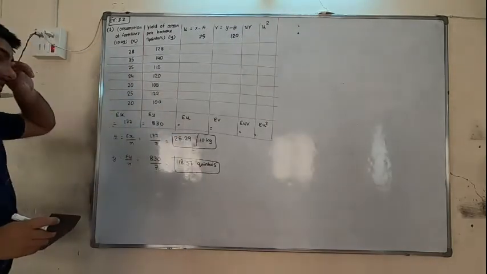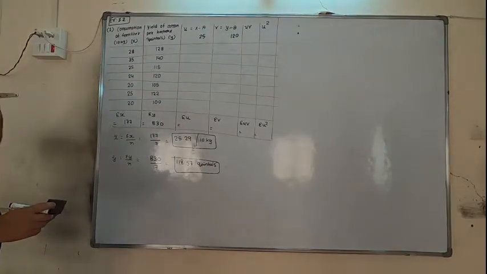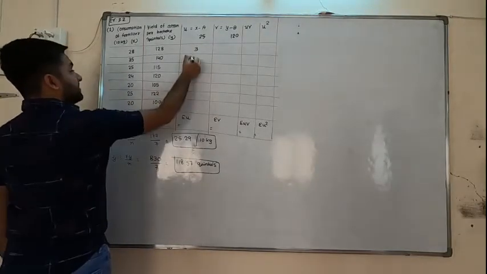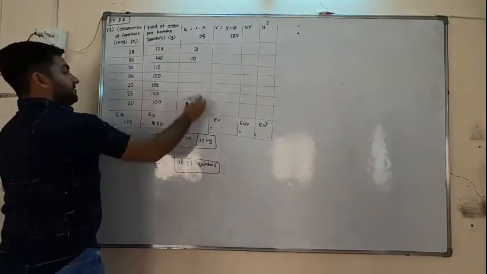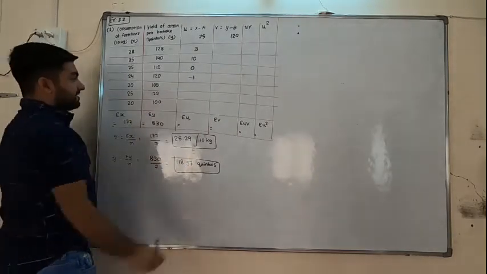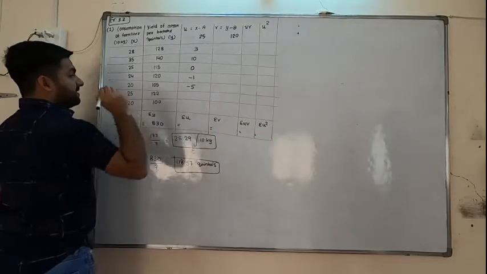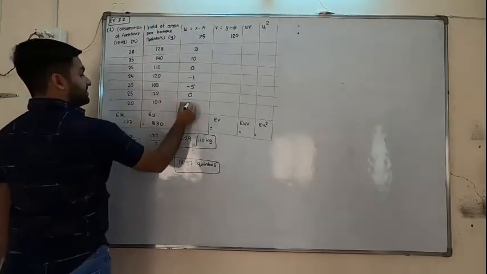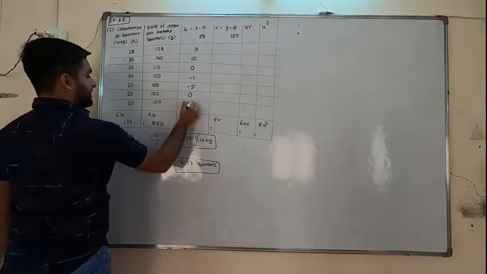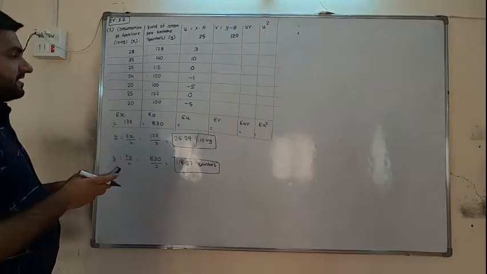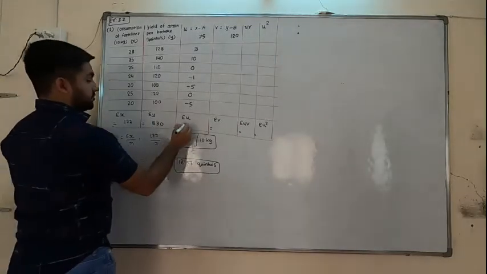Okay? Yes, let's take the differences. 28 minus 25, 3. 35 minus 25, 10. 25 minus 25, 0. 24 minus 25, minus 1. 20 minus 25, minus 5. 25 minus 25, 0. 20 minus 25, minus 5. Okay. 3, 10, minus 1, minus 5, minus 5. It's 2.